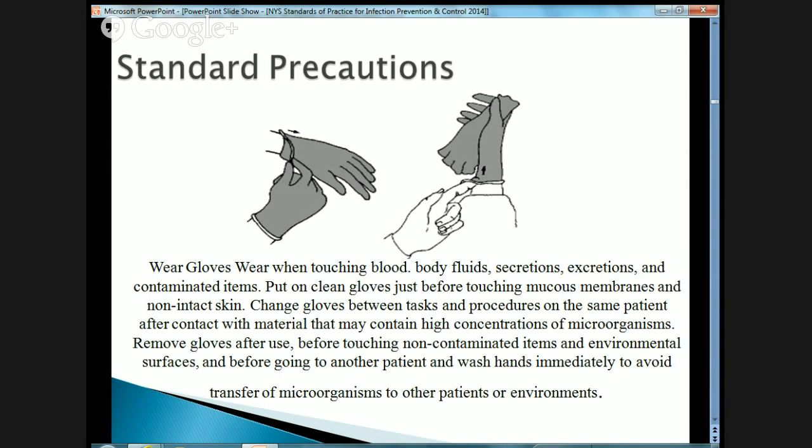Standard precautions include the wearing of gloves, and what's interesting is you really have to take them off very carefully. You take off the dirty glove by getting the lip of the glove and bringing it off. Then with the other hand, you go inside the glove, because that's the clean part. Roll it up, dump it, and then wash your hands.